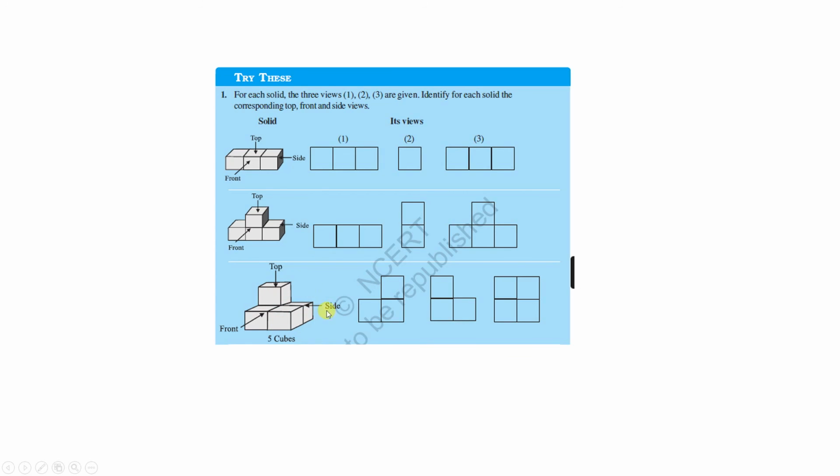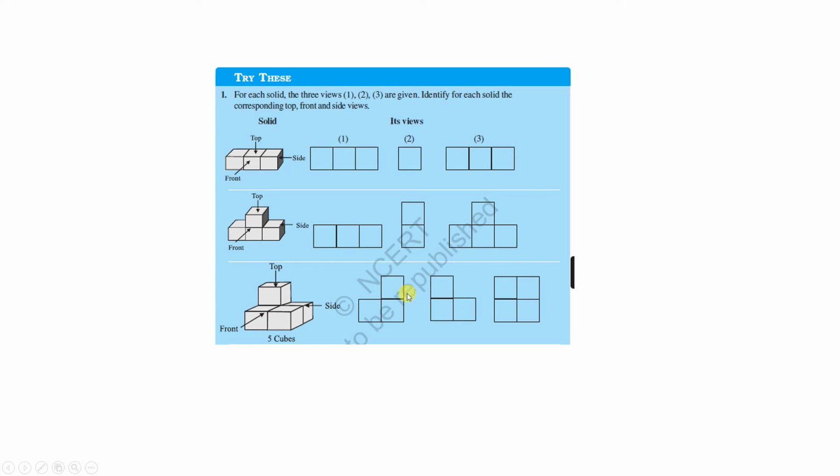When we see this solid from the side, we can see 1, 2 and 3 squares. There are 2 squares side by side, and on the right hand side square there is another square on top of it. So in total 3 squares. So here in this first view, we can see the left and right hand side squares, and on the right hand side square on top there is another square, total 3 squares. So this is the side view.